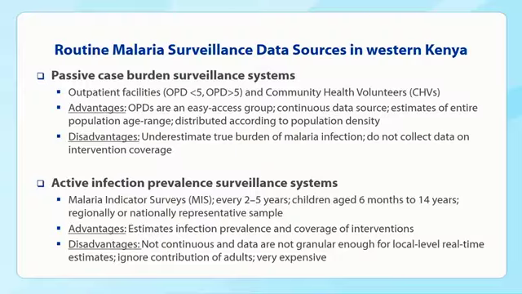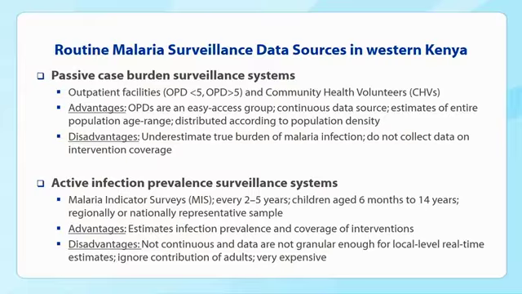The advantages of these types of passive detection systems are that these are easy access groups. The people are coming to you, and therefore it's a relatively inexpensive system. And you're getting continuous data sources, right? People get sick every day. They come in, you test them, and you treat them if they're positive. These generally give you estimates of the entire population age range. As I mentioned, you're getting kids that are less than 5. You're getting adults as well. And typically, these outpatient facilities are distributed amongst population densities. So you may be able to estimate from what's happening within a certain health facility as to what's happening in the population that surrounds there.